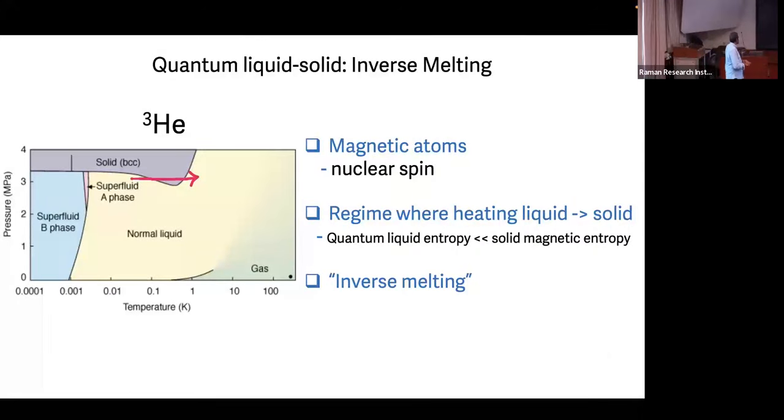Oh no, this is experiment. Sorry, this is an experimental phase diagram. Theorists would never put numbers, I think. Yeah, no, this is an experimental phase diagram. I think it's a cartoon of an experimental phase diagram, but it's real data.